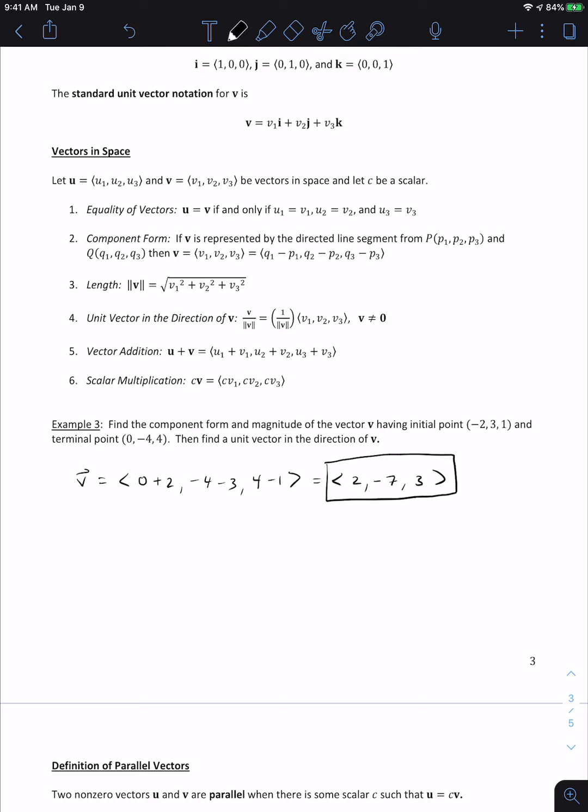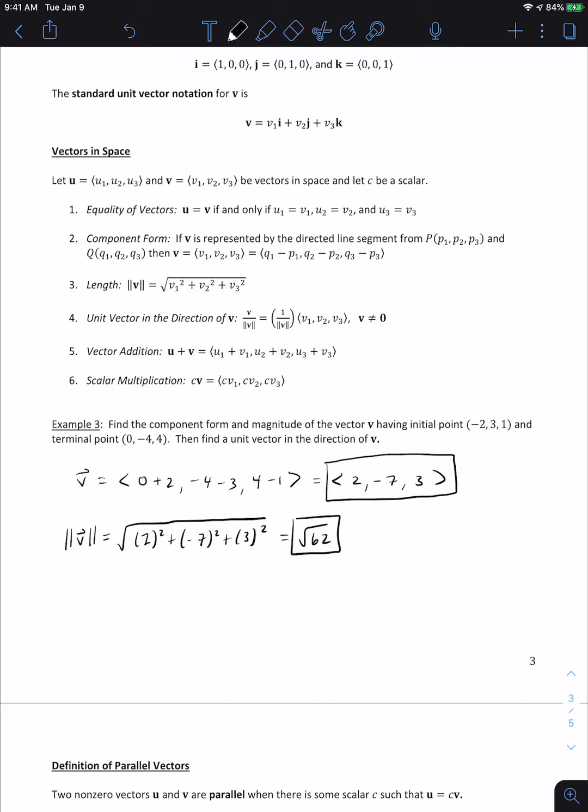Now the question says find the magnitude, right? So the magnitude formula is the same as for 2 dimensions, but now we just have that third component. So remember, I square the components, add them all up, and take the square root. So here I get the square root of 2 squared plus -7 squared plus 3 squared. And if I pull out my calculator, I find that that is the square root of 62.